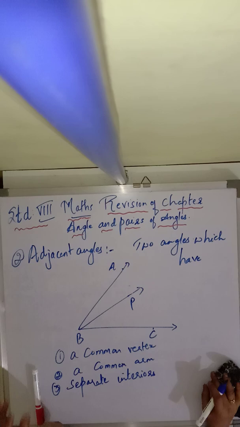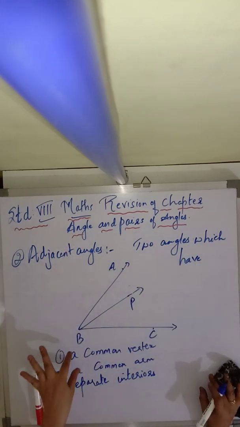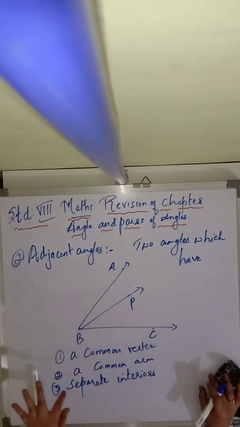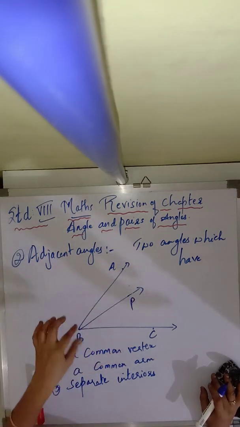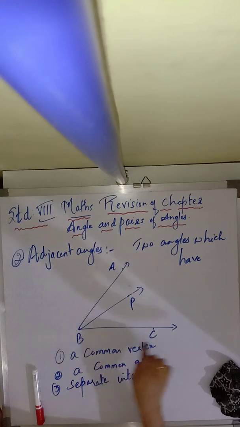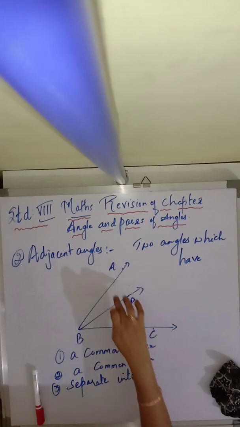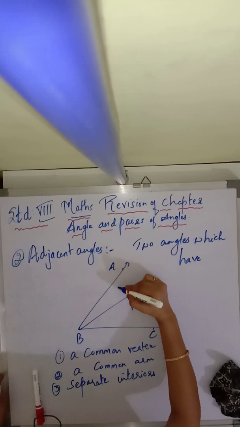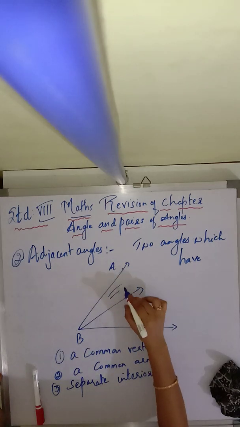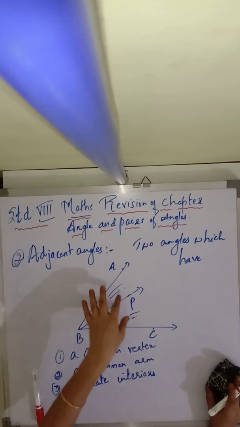Okay, so children, what is meant by adjacent angle? It means two angles which have a common vertex, a common arm and separate interiors. You can see between the two angles, angle ABP and angle PBC, the common vertex is B. BP is the common arm, and the interior of ABP is this portion, and angle PBC has this interior. So the interiors are also different.